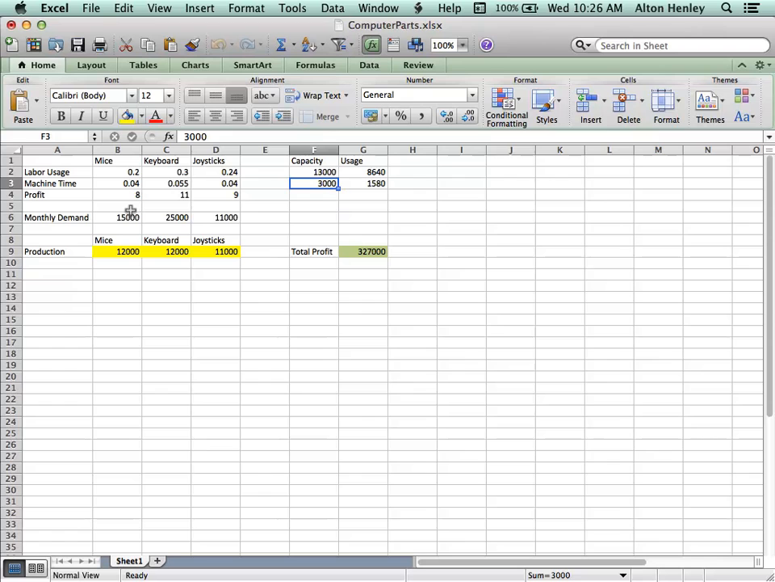The way the demand works is basically there's no point in your plant making a product that it can't sell. So the monthly demand serves as an upper limit on the production for each item.